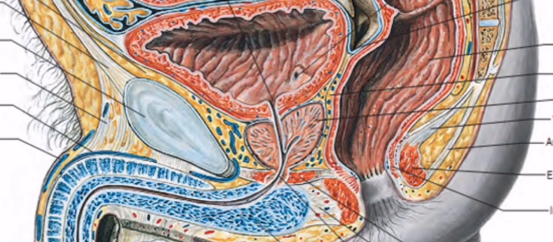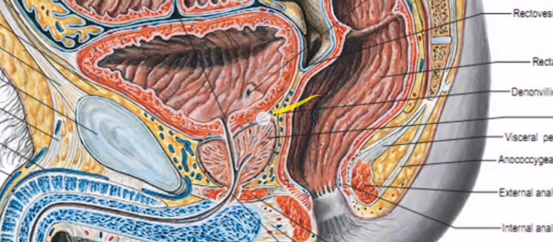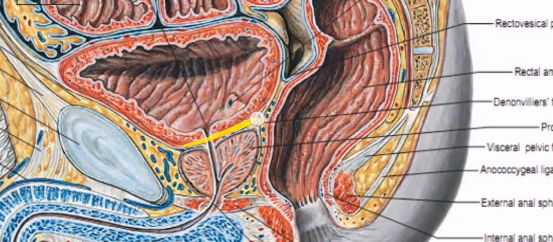The prostate is somewhat conical in shape. It has a base that lies against the bladder neck and has an apex which lies against the urogenital diaphragm. هذه الأبيكس مالتها وهذه البيز مال البروستات.